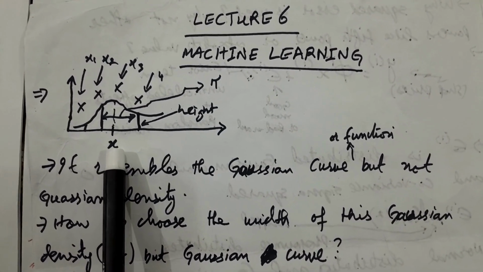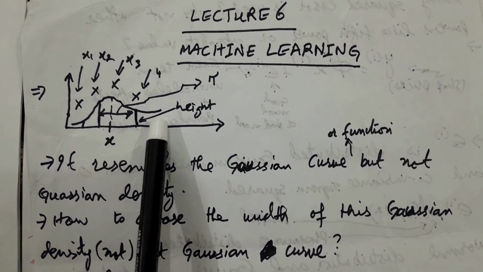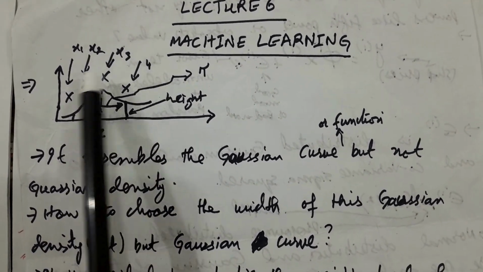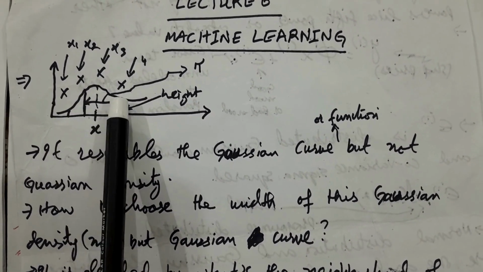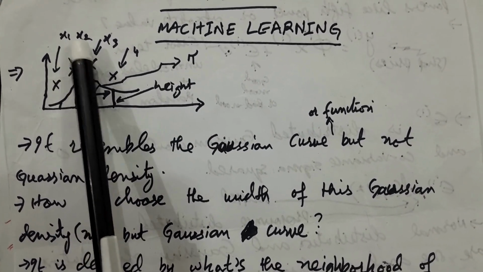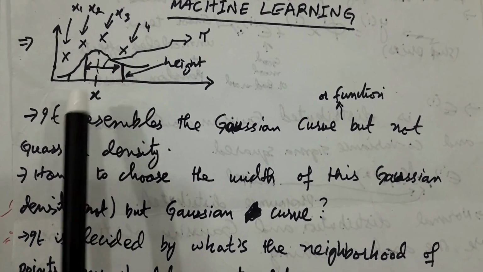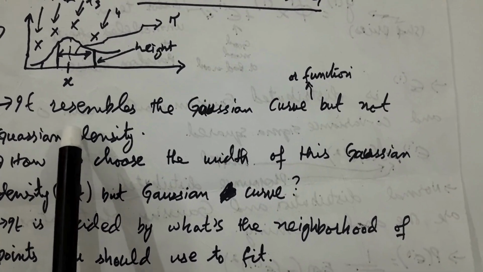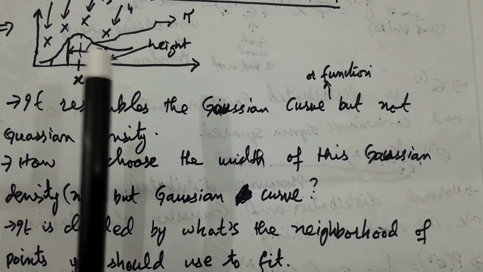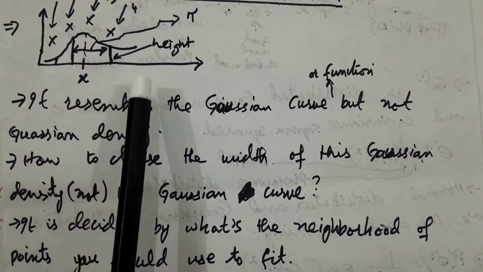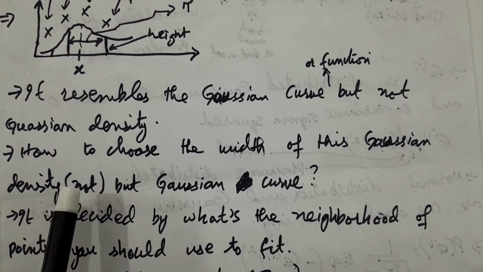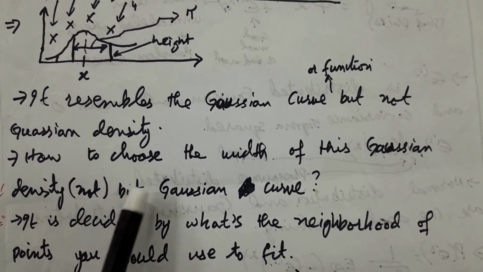So this is the point we are going to predict, that is the height h for the Gaussian curve. If the points are making a Gaussian curve, that will be tau. These are some of the points x1, x2, x3, x4 on the Gaussian curve. It resembles the Gaussian curve or function, but it is not exactly a Gaussian density. Now what we have to do is choose the width of this Gaussian curve.